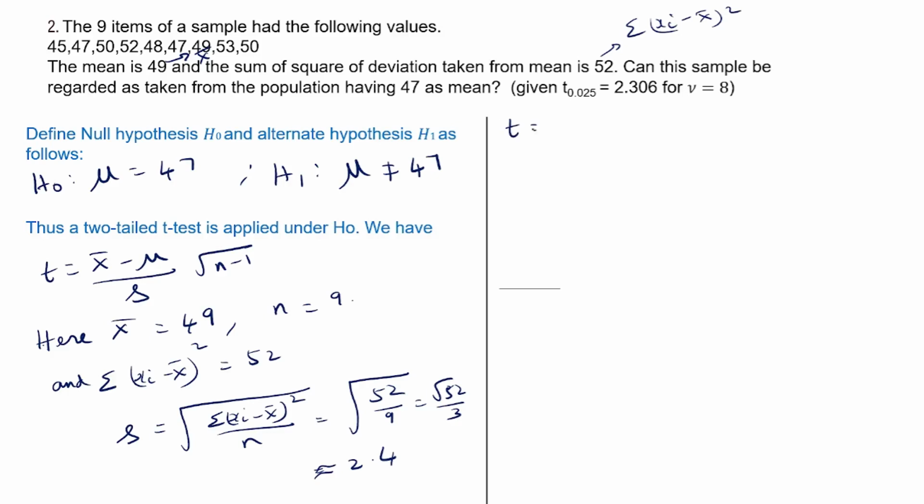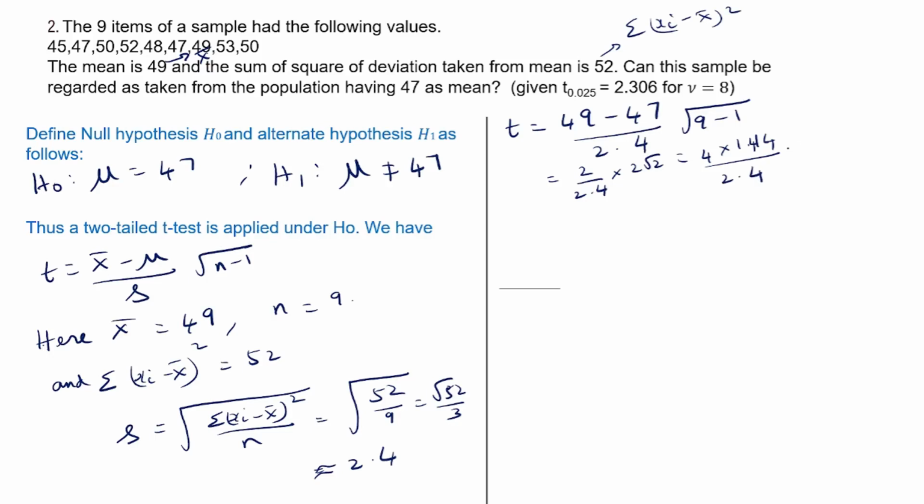And now we can substitute in t. t is equal to 49 minus 47 upon 2.4 into root of 9 minus 1. So this is 2 by 2.4 into root 8. Root 8 is 2 root 2. So this is 4 into 1.414 upon 2.4, where root 2 is 1.414. When we simplify, we get 5.656 upon 2.4, or t is equal to 2.35. So we get t as 2.35.